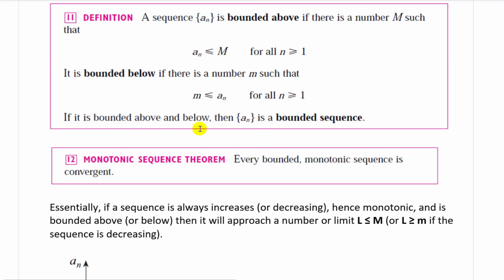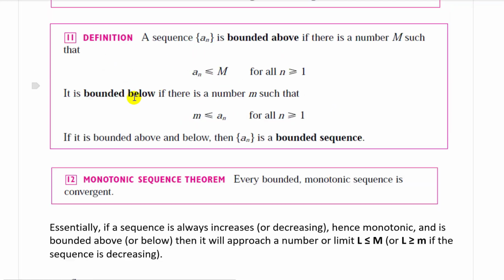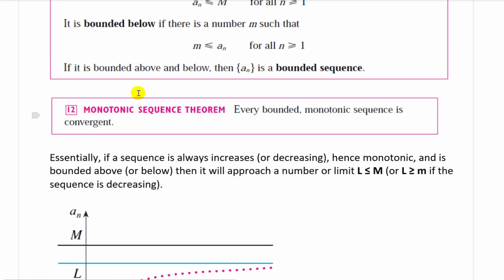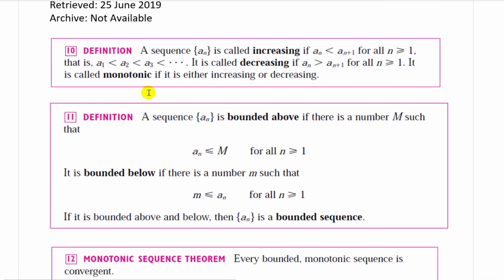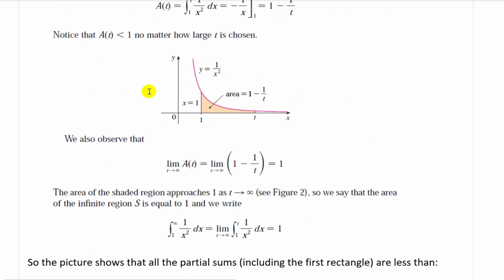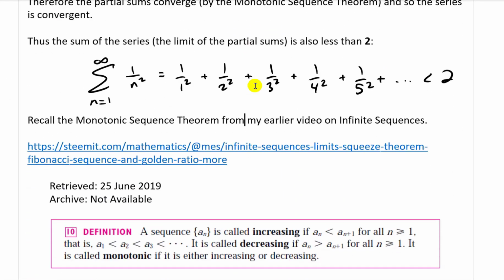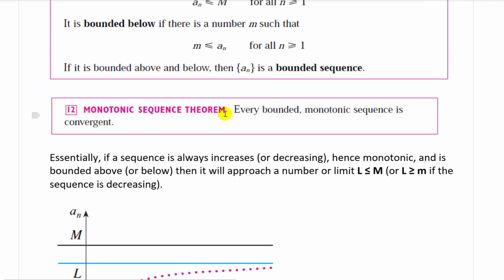So yes, it can't go below a certain point or higher than a certain point. The one we're dealing with can't go below 1 because the terms are positive, so the partial sum is always increasing. You're always adding more and more to it. So going further, it's a monotonic sequence, and every bounded monotonic sequence is convergent.